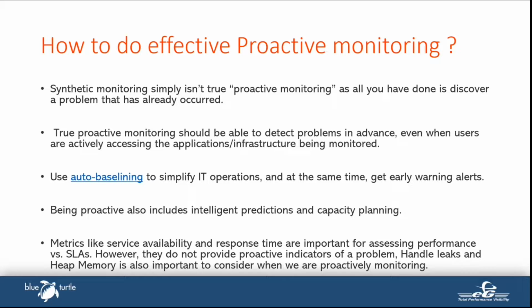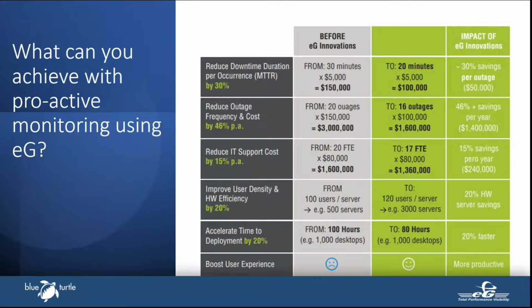And this is a case study of what really happened before and after an implementation of EG. When we look at it, before and after the implementation of EG, there is a downtime duration. There is a reduction in the downtime duration, that is the MTTR. There has been a reduction by 30%. And then there is a reduction in the outage and frequency cost by around 46% per annum.